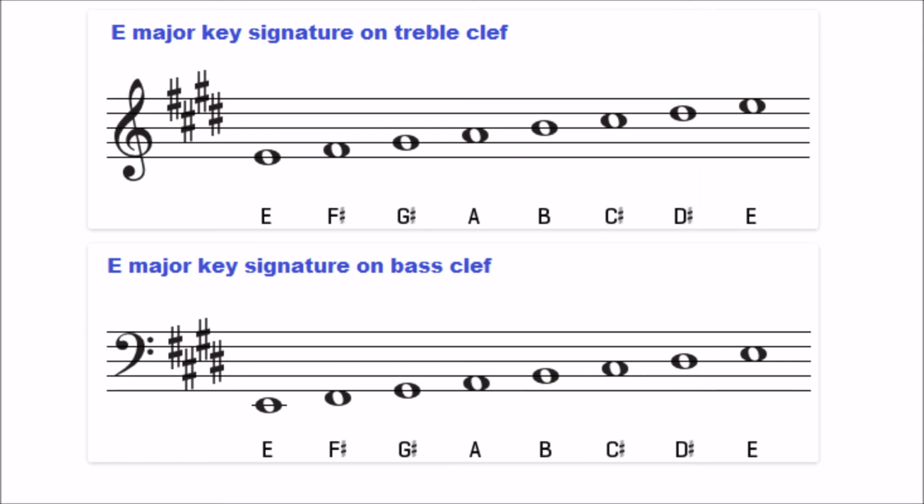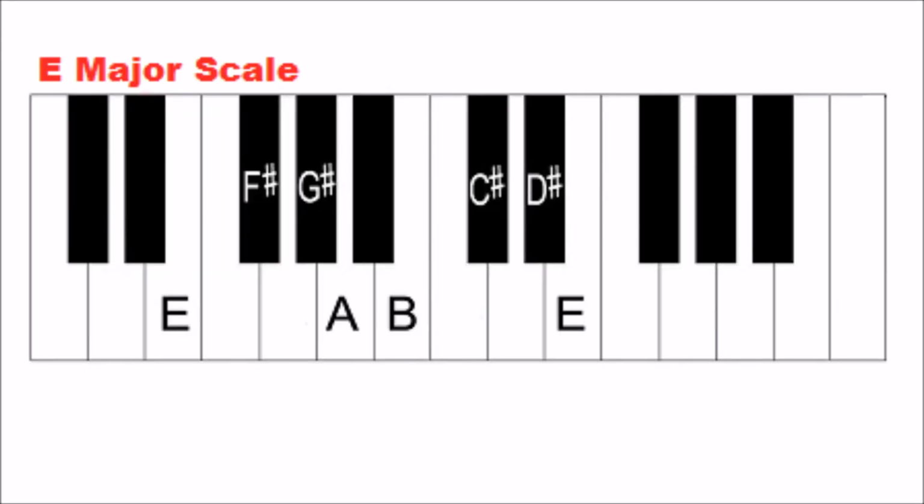Here is a diagram of the E major scale on the treble and bass clefs. It also shows the E major key signature. There are 4 sharps in the key of E major, namely F sharp, C sharp, G sharp, and D sharp. On piano or keyboard, you play 4 black keys.